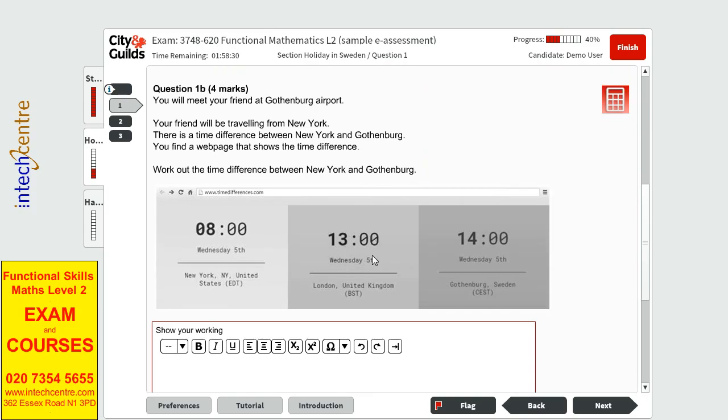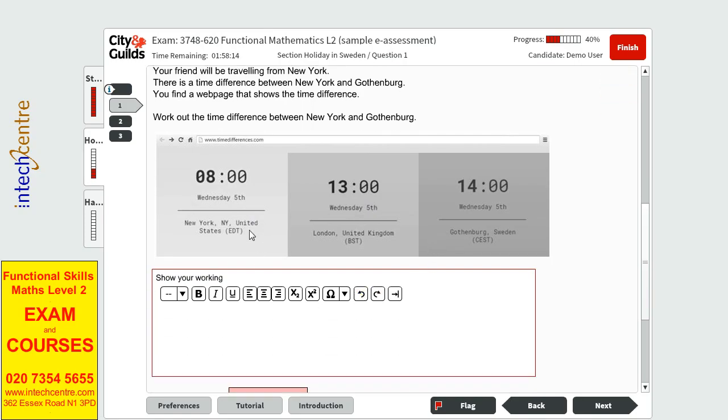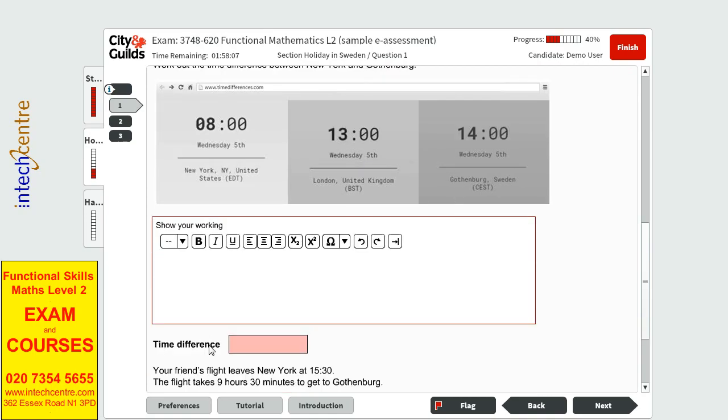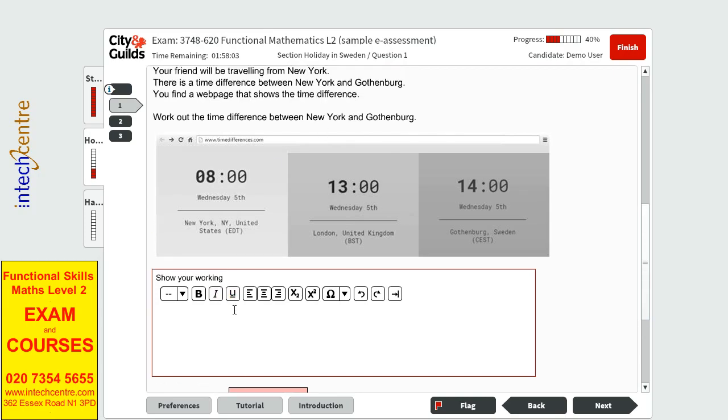Question 1b has 4 marks. You will meet your friend at Gothenburg Airport. Your friend will be traveling from New York. There is a time difference between New York and Gothenburg. You find a web page that shows the time difference. You have to work out the time difference between New York and Gothenburg. Here we know that it's 8 o'clock in New York when in London it's 1 o'clock, and Gothenburg too. We have to find the time difference between New York and Gothenburg.